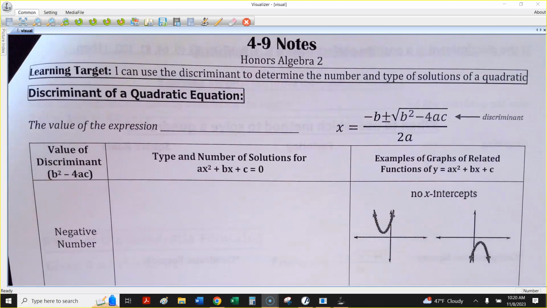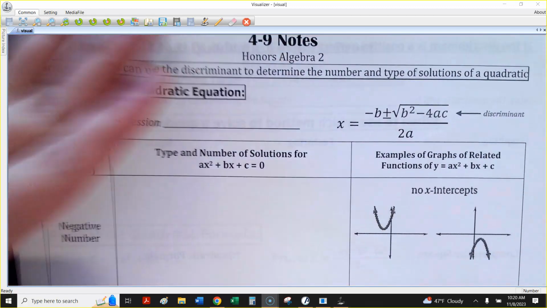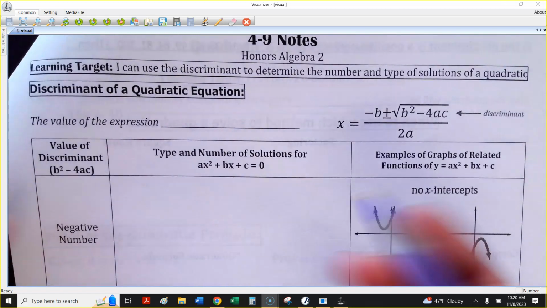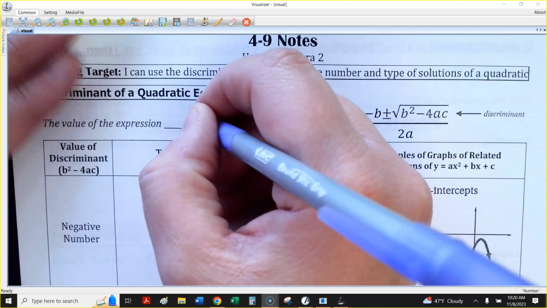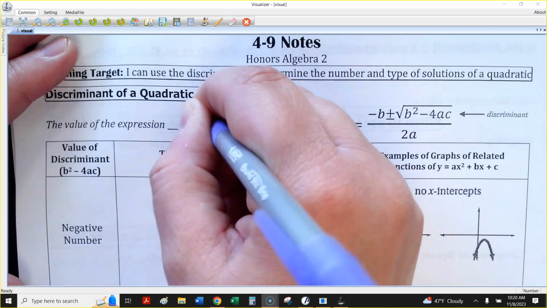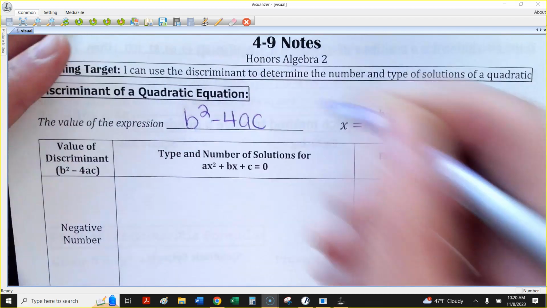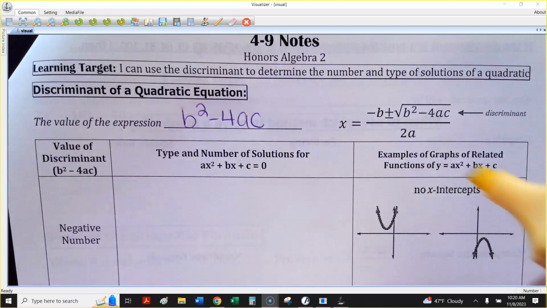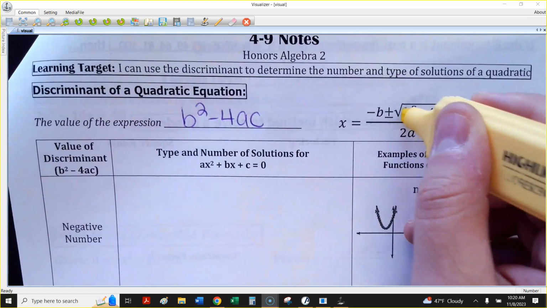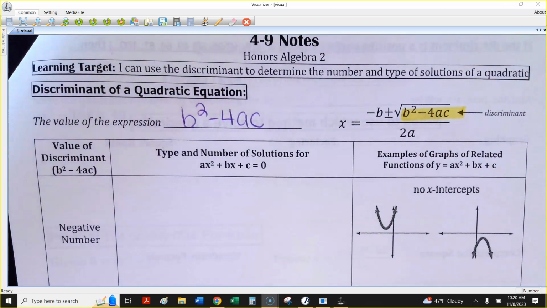Determinant is actually part of the quadratic formula. And I'm going to have you guys write it just separate, but it is in the quadratic formula. And it's an expression. It's the b squared minus 4ac. So if you guys are looking at the quadratic formula, it does not include the square root. It is just what is under the square root only in the quadratic formula.